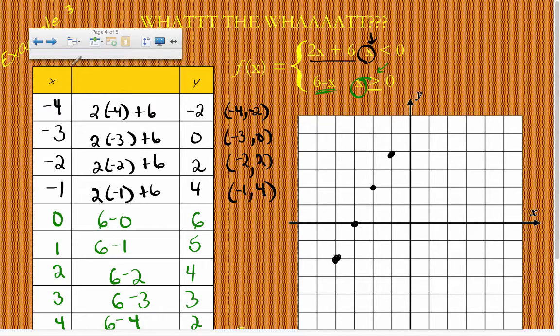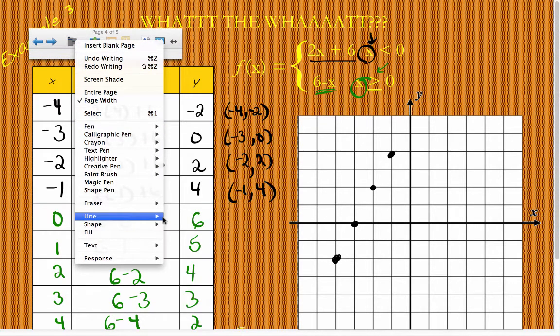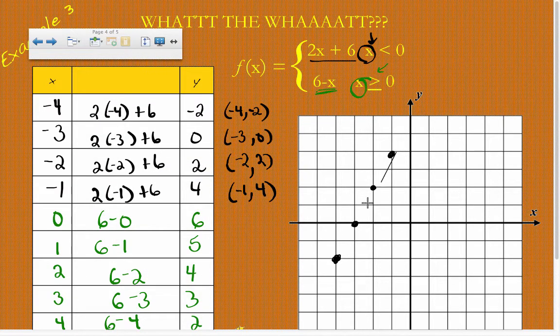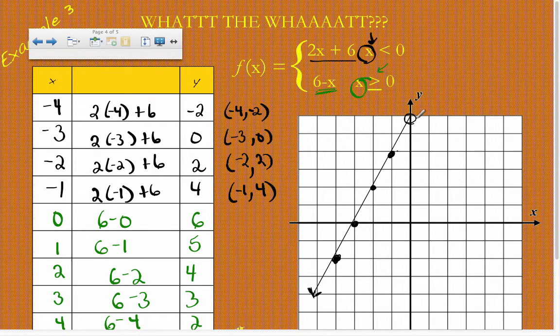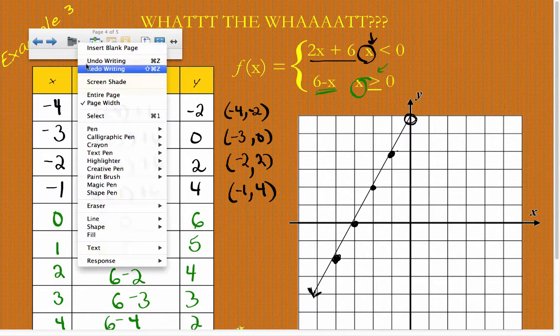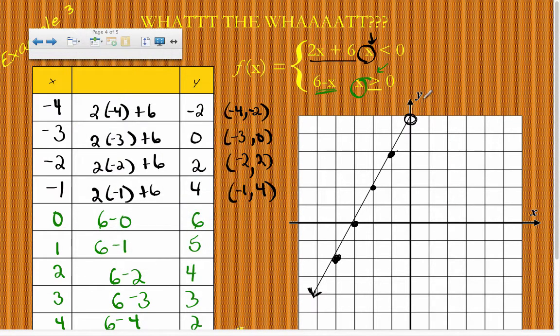Now, this is a line. So I'm going to come over here, I'm going to get my line tool. And my line was going all the way off in this direction. Put an arrowhead on here because I can keep going on and on. But actually right here, I keep going because all these numbers are less than 0 also. And I actually go up to where x is 0, but I put an open circle there because I can't pick the number 0. That has to go to the green piece of the function. So that open and closed circle are coming into play again.